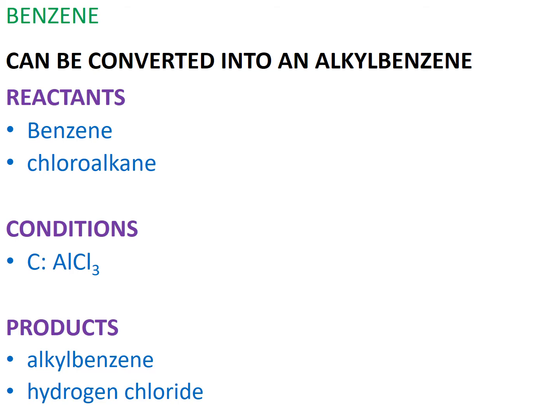To convert a benzene molecule into an alkylbenzene, add to your reactants the specific halogen carrier aluminium chloride. You'll find out why in the next video. Your products from this reaction will be an alkylbenzene and hydrogen chloride.